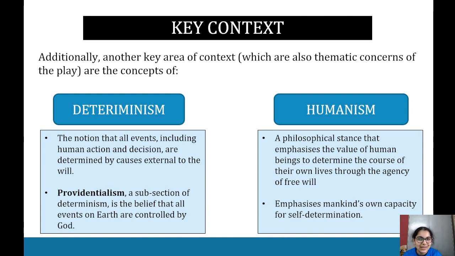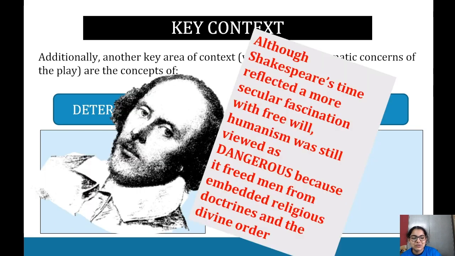But in this play, he doesn't. In this play, we're focusing on providentialism, Elizabethan theocratic values. That's what we're sticking to. So, although Shakespeare's time reflected a more secular fascination with free will, humanism was still viewed as dangerous because it freed men from the embedded religious doctrines and the divine order. And he shows Richard as that man.